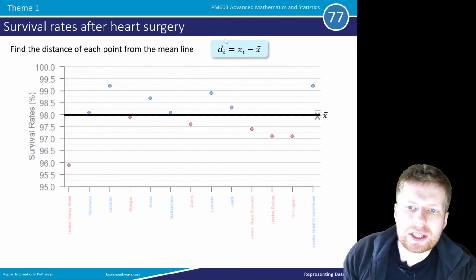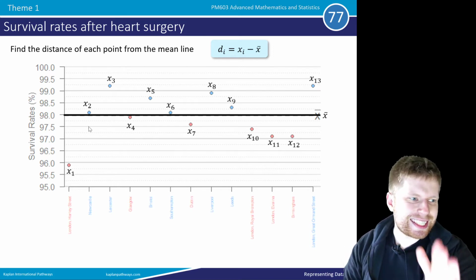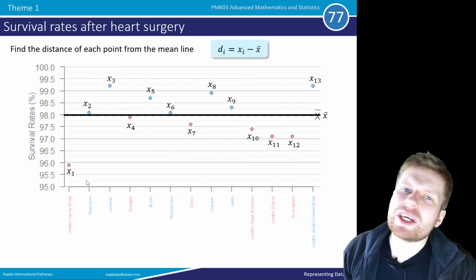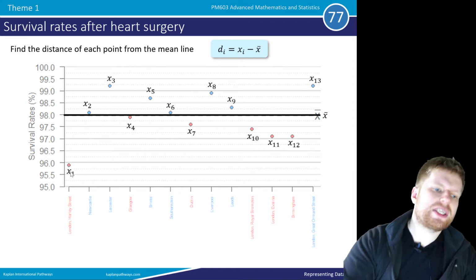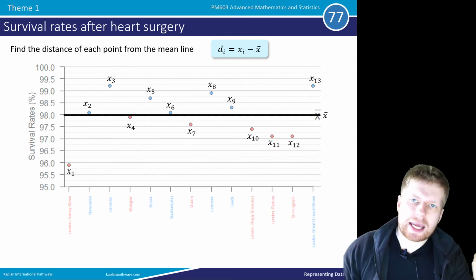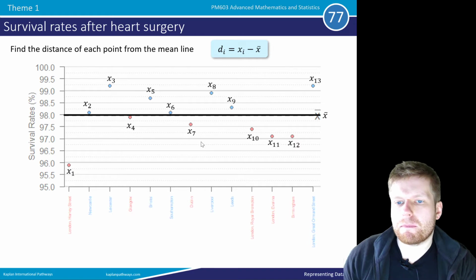So what I want to do is I want to measure the distance. Now, first things first, I'm just going to number each of these hospitals. So each of these data points represents a different hospital. I'm just going to number them. So this here would be hospital 1, which I'm just going to call X1. So rather than saying hospital 1 all the time, I'm just going to say X1, and this would be hospital 2, hospital 3, hospital 4, etc., etc. Okay?